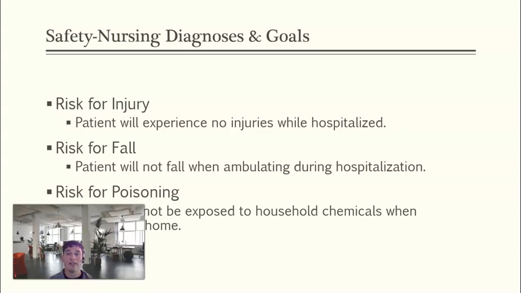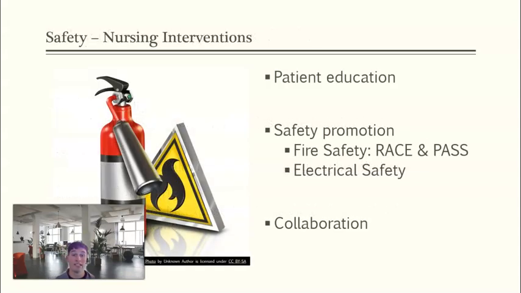So let's talk about our nursing diagnoses and our goals. We have the opportunity to identify risk for injury. The patient will experience no injuries while hospitalized would be a good goal for short term while in the acute setting. For risk for fall, an example would be the patient will not fall when ambulating during the hospitalization. And lastly, risk for poisoning. A patient will not be exposed to household chemicals when discharged home. Depending again what's going on and what the risk for poisoning is, may guide this one.